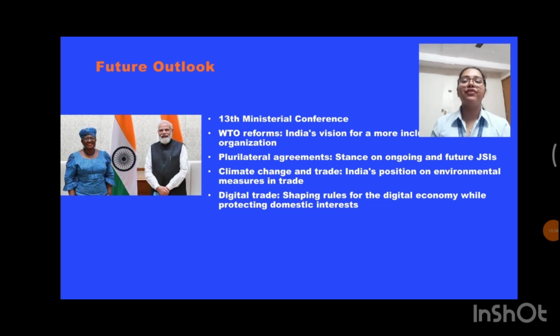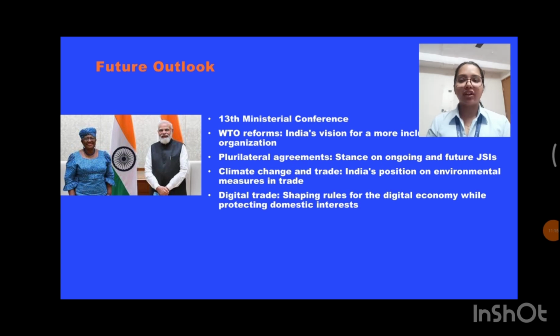Finally, we look into the future outlook. So first, the upcoming 30th Ministerial Conference. India's priorities here include securing a permanent solution for food security programs, fair rules on fishery subsidies, and resolving the appellate body crisis. India aims to ensure that the conference outcome protects developing countries' interests.